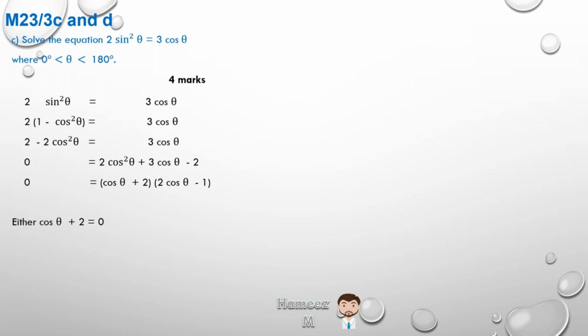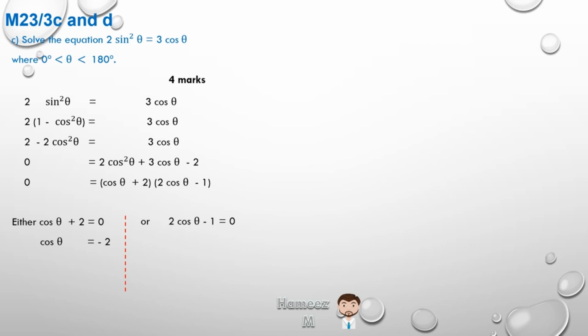which means cos theta plus 2 is equal to 0, where cos theta will be equal to minus 2. And if we recall, for the cosine graph, the maximum value is plus 1 and the minimum value is minus 1. So if cos theta works out to be minus 2, it doesn't fall on the graph. As such, there's no solution for theta here. So let's try the second brackets.